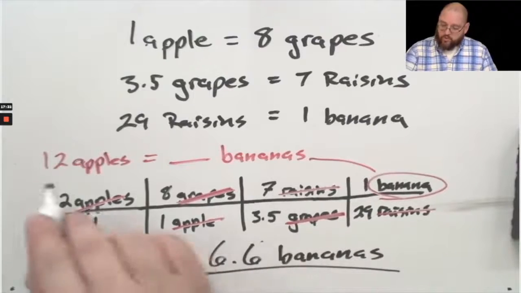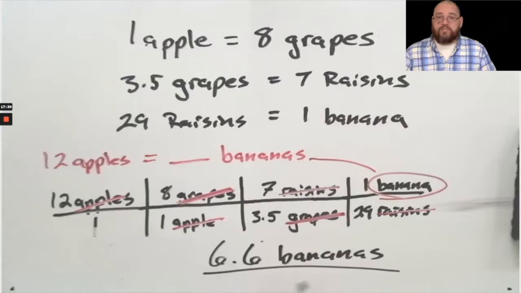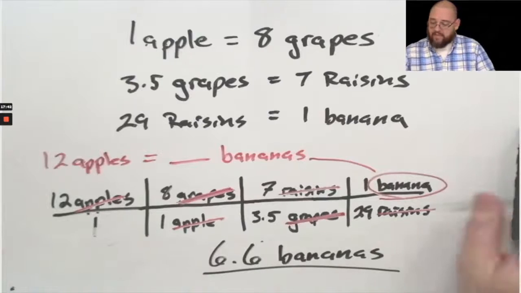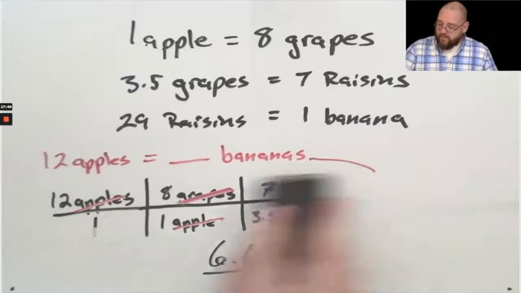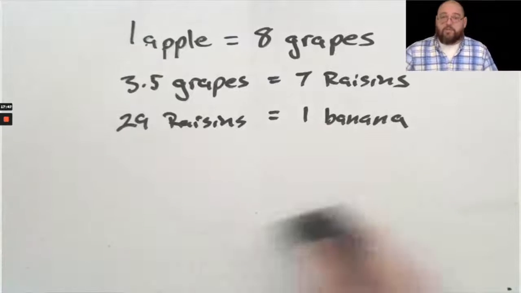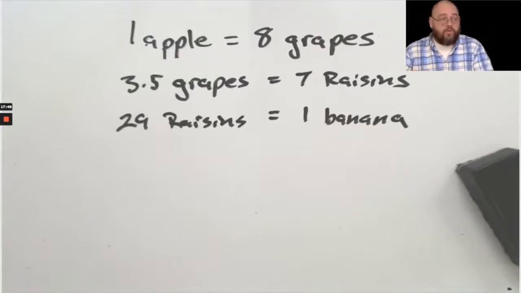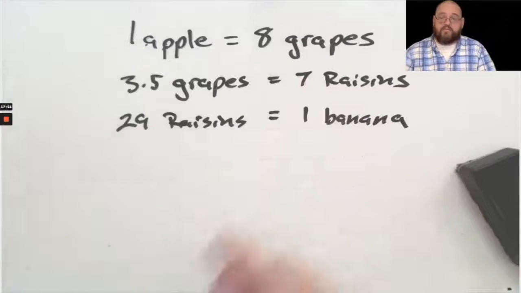So 12 apples is equal to 6.6 bananas. So I can get 6.6 bananas if I have 12 apples. That is unit conversion. That is the basic process of unit conversion. We simply set up our fractions using the conversion factors that we have, and we go from there.